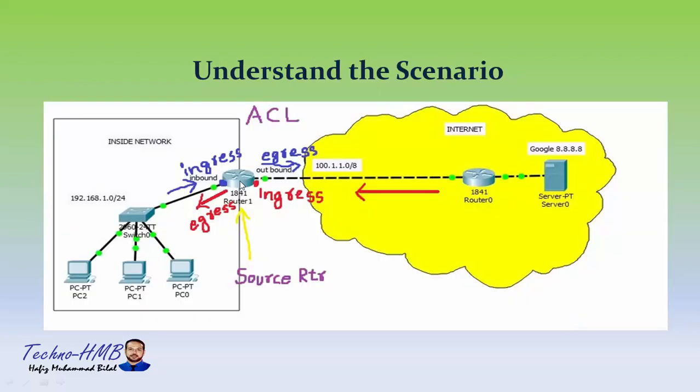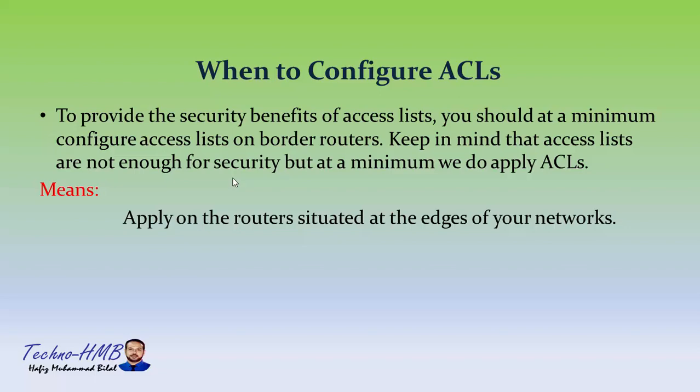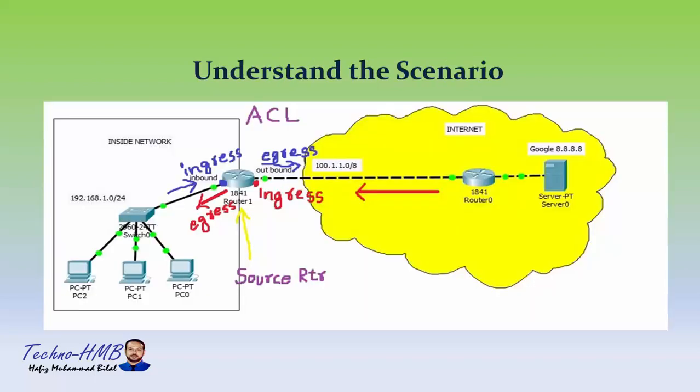Understand the scenario. Let's understand we have an inside network. Our inside network has our edge router or border router, as I have discussed before. So we are applying mostly over here on this router. When traffic is coming from inside, for example PC number 2, and going out to the internet, let's consider this is the internet or Google server, the interface through which the traffic is going into the router is called inbound. Inside the router it's being checked and then it's going out of the router, which is called outbound.